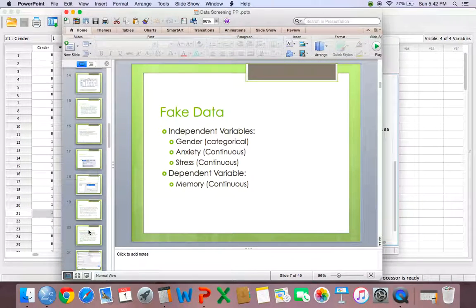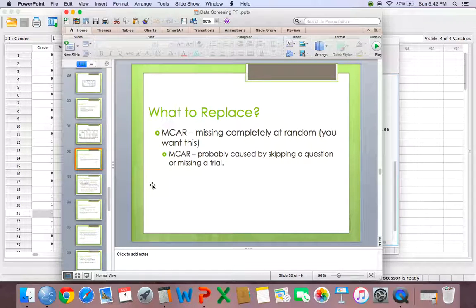Now let me get to my missing data slides really fast. With missing data, there are 2 things to be concerned about, and that is MCAR or MNAR. MCAR is where people are missing data completely at random, which is what you want if you have missing data. This was probably caused by accidentally skipping a question or missing a trial.